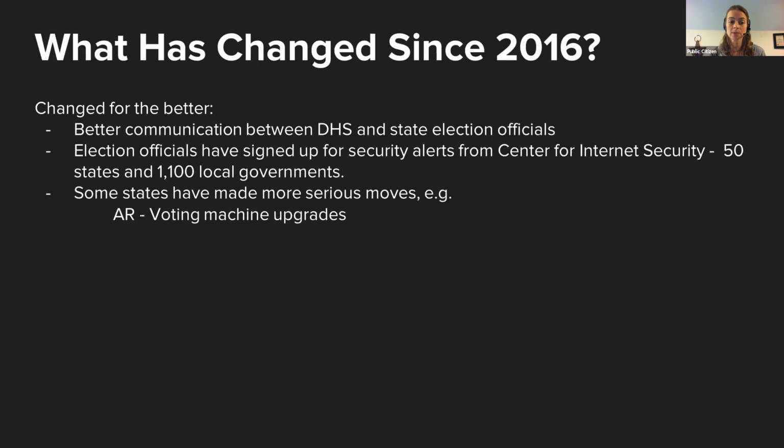And some states have made more serious moves. Arkansas has moved in all but one county to voting machines that have a paper record. That is huge, and it's not as celebrated as we would like.